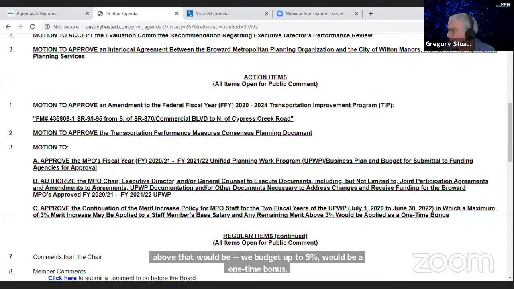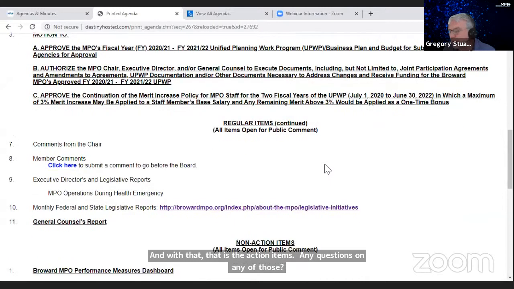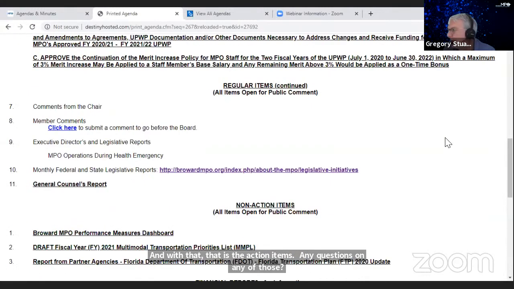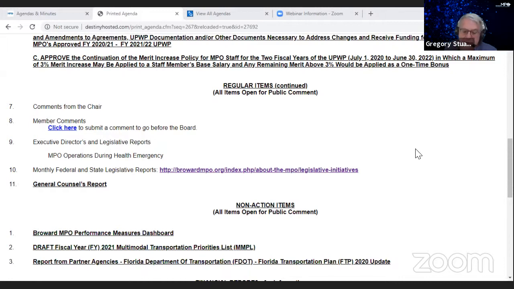Okay, hearing none. Comments from the chair. Basically, the chair will probably talk about the actions that we've taken during this COVID emergency. Member comments. We obviously will be receiving comments should there be some comments from the chair or from the members. I will be providing some updates on both legislative through Paul Caparizzi, as well as the MPO, just to share with you, won a statewide award last week or the week before last.